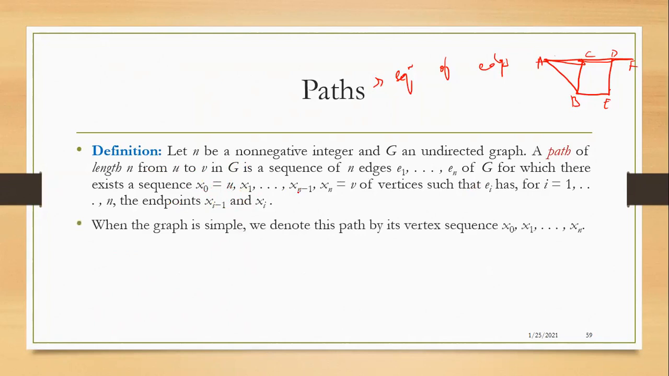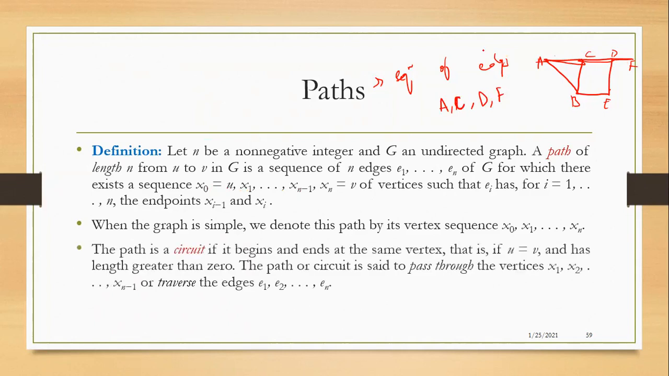When the graph is simple, we denote this path by its vertex sequence x0, x1 and so on up to xn. That is, if we are writing the path of this graph, we can mention it by writing A, C, D, F, where A is your initial vertex and F is the terminal vertex.